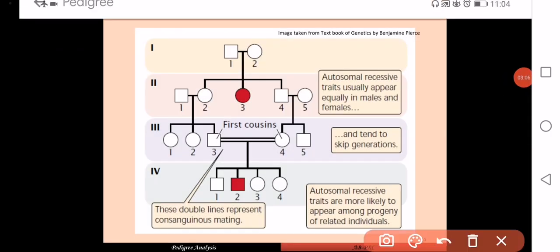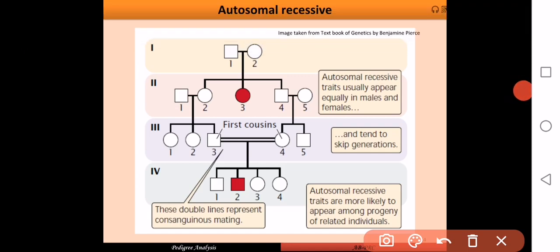Now let's check the features of autosomal recessive traits. You can see usually in generation 1 there are no individuals affected, and in generation 3 also there are no individuals affected. But in generation 2 and generation 4, you can see individuals are affected. In generation 4, the affected individual is a male, and in the second generation the affected individual is a female. So that condition is also satisfied.